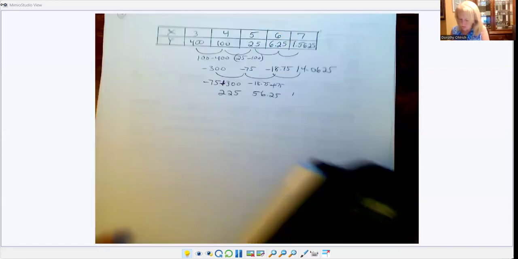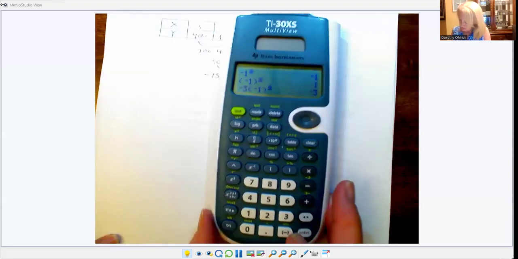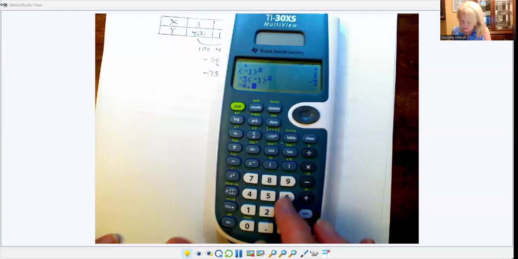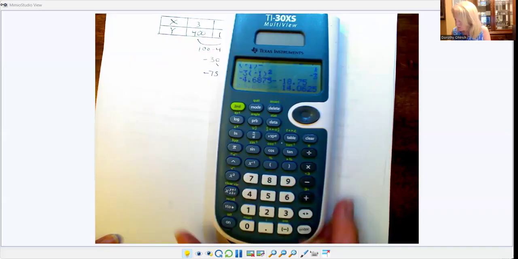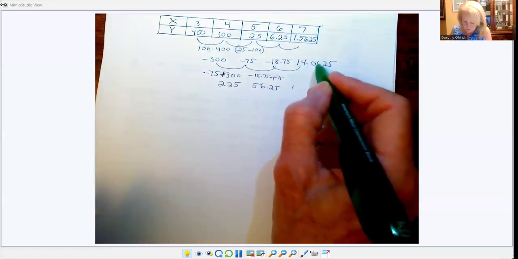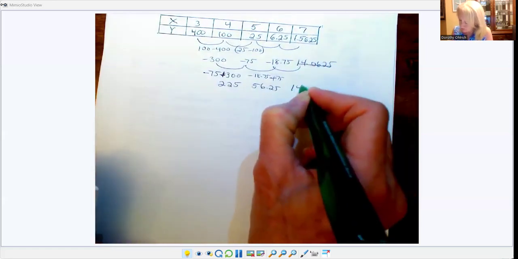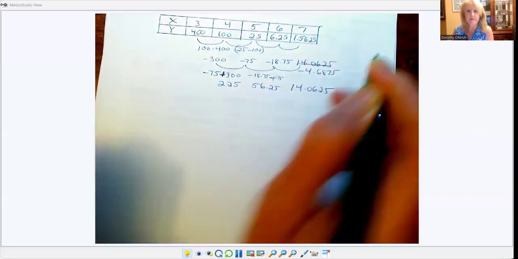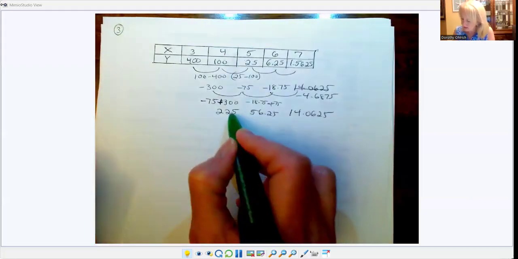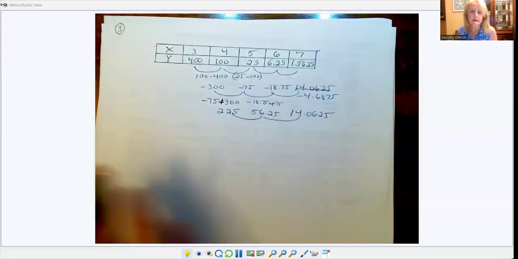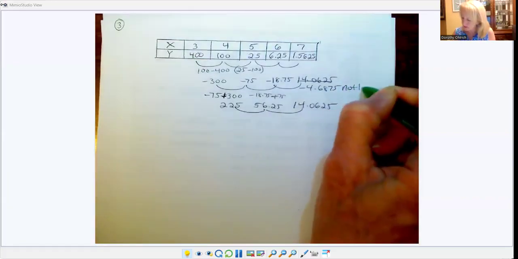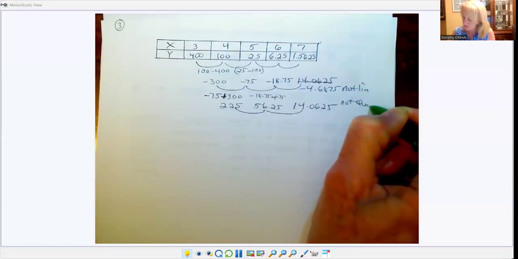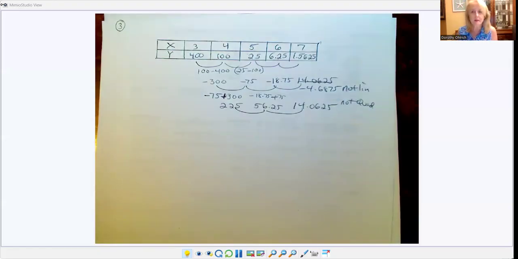Let's go ahead and figure that one out. It's actually -4.6875 was the second value, minus -18.75. So I wrote, copying my notes wrong. This is 14.0625, -4.6875. So this second set of differences did not do it either. So it is not linear. It is not quadratic. So you check to see if it is exponential.